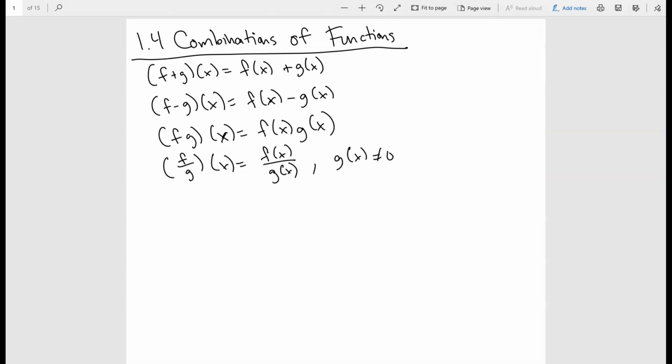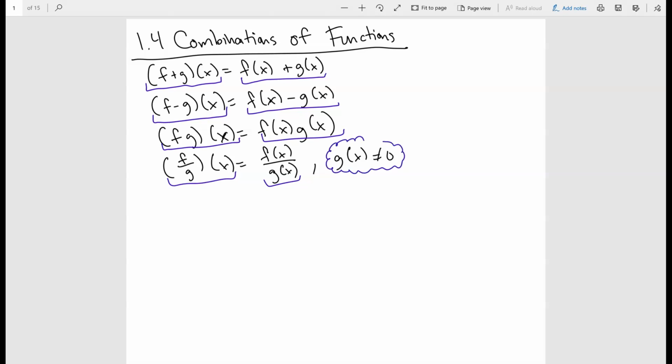Whenever you see this, f plus g of x, that just means that you're just adding the two functions together. So f of x plus g of x. Whenever you have this type of notation, when there's a minus, that means you're just subtracting the functions from each other. This just means multiplication of the two functions. And then finally, this just means division of the two functions. Now, this you have to be provided that g of x is not equal to 0.